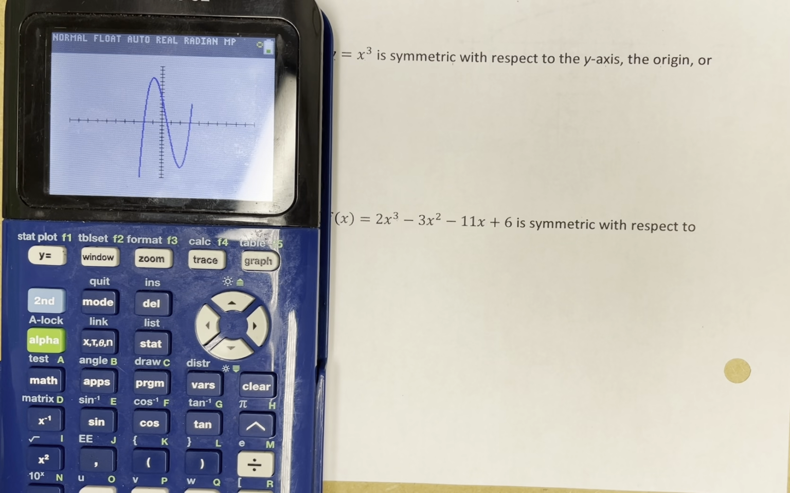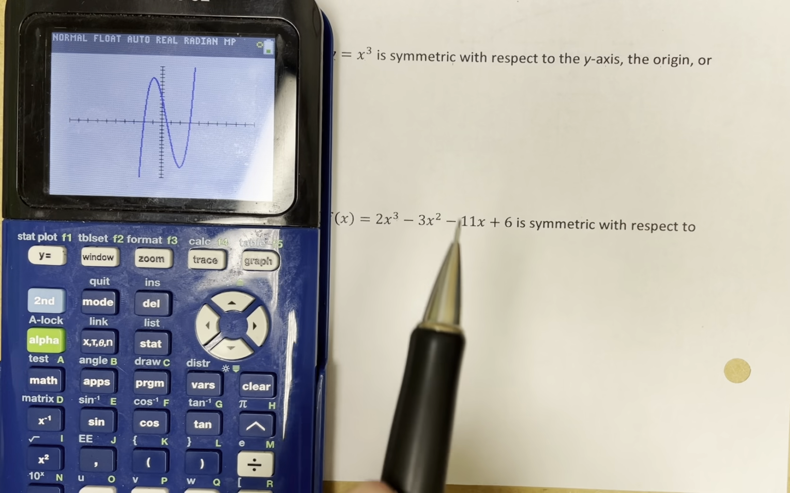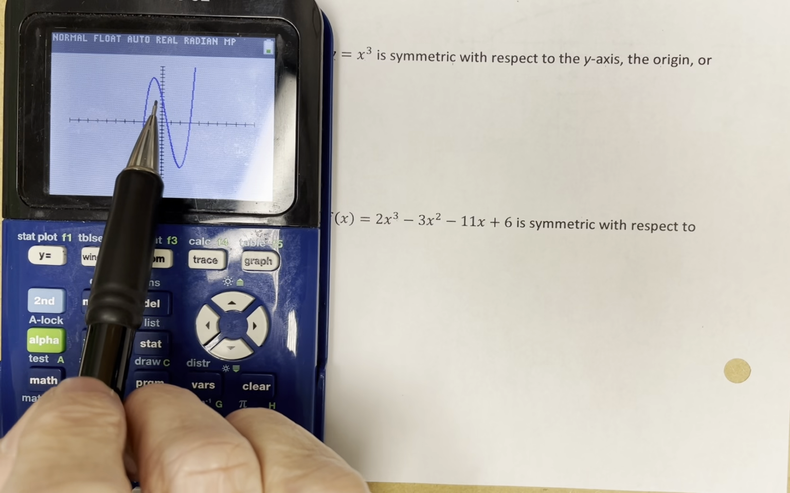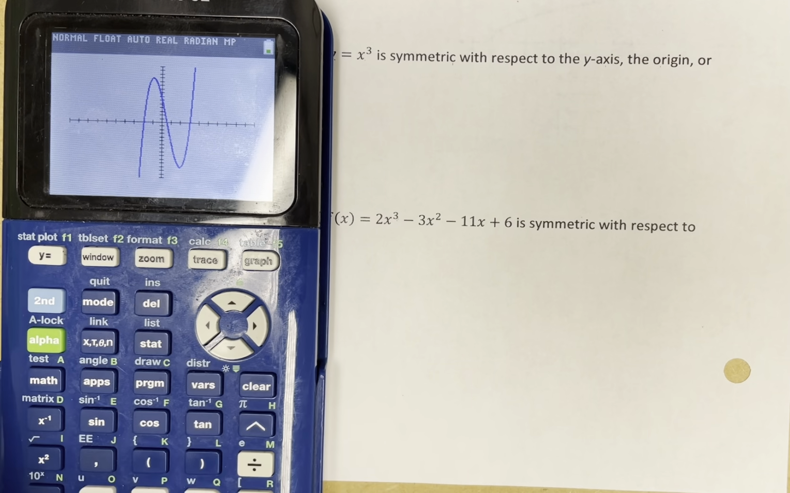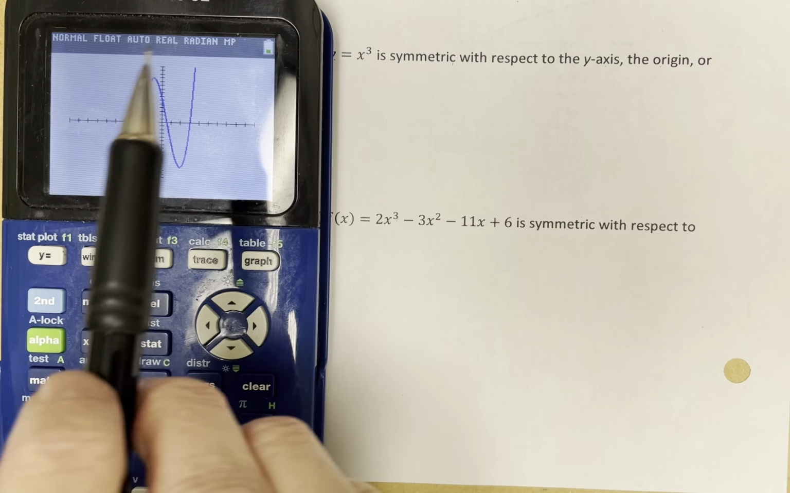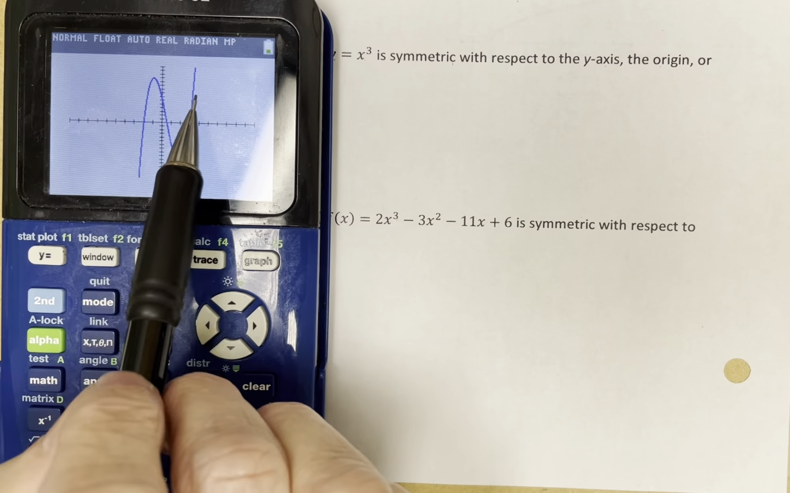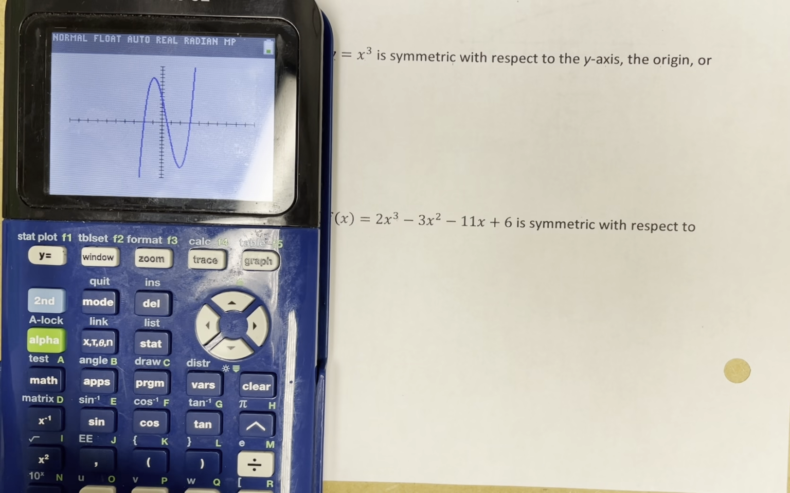That's better. Okay, well, do I have y-axis symmetry? Here's my y-axis. Does the right side reflect to the left side? You can clearly see the answer to that is no. I'm not reflecting on either side and getting the same thing.